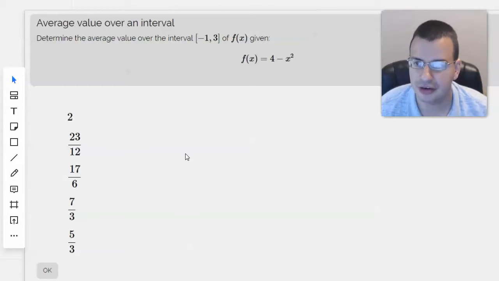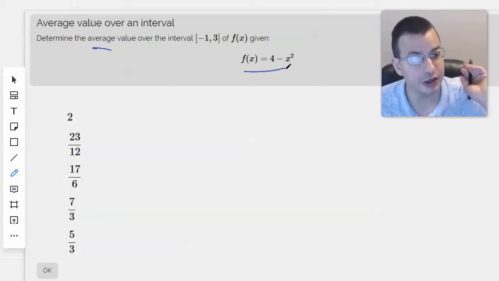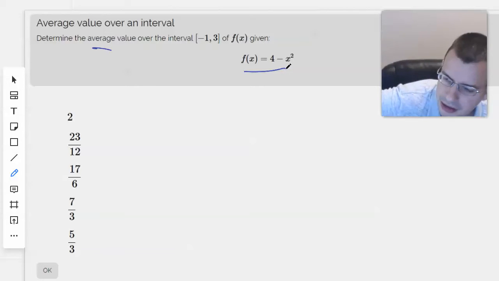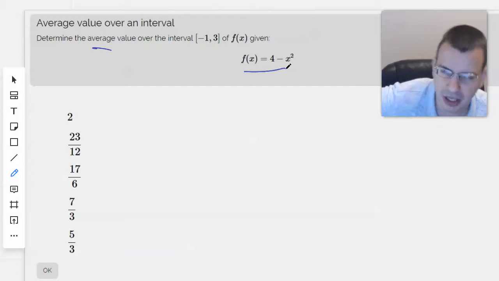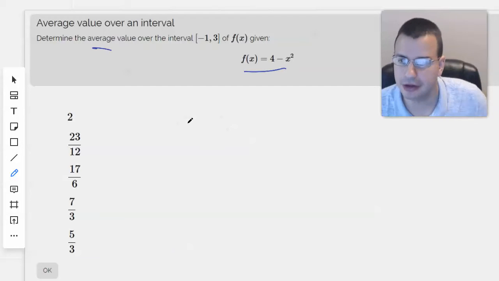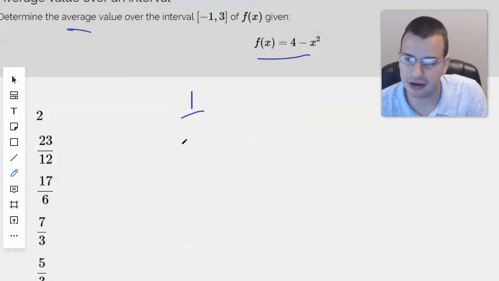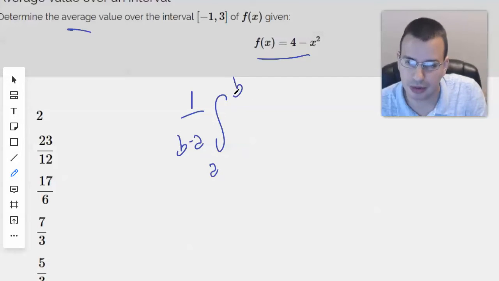Determine the average value on the interval -1 to 3 inclusive of f of x, given f of x equals 4 minus x squared. Okay, so when you hear something like "find the average value of an integral," you should think average value theorem. Mean value theorem? Are average and mean the same thing? I should really know that. Okay, pushing on.